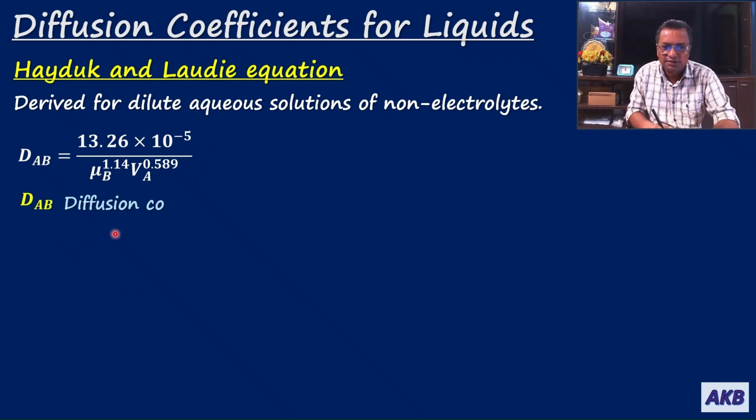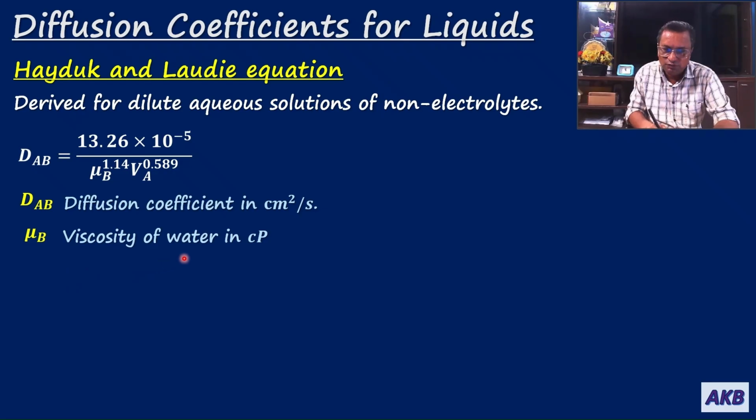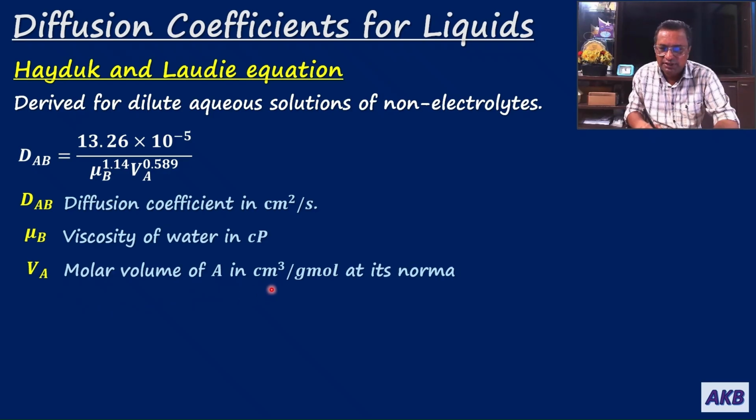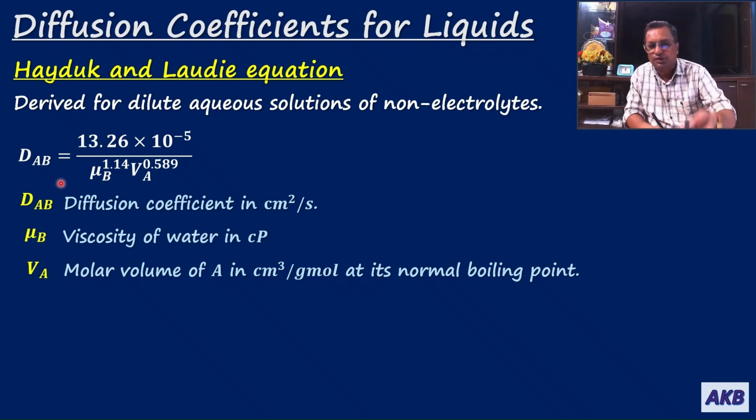Here DAB is the diffusion coefficient in centimeter square per second. Mu B is viscosity of water because the solution is aqueous, and in this equation the viscosity has to be used in centipoise. Then VA is molar volume of A in centimeter cube per gram mole at its normal boiling point. So this is another equation that can be used for dilute aqueous solutions for finding diffusion coefficients for a solute diffusing through water.